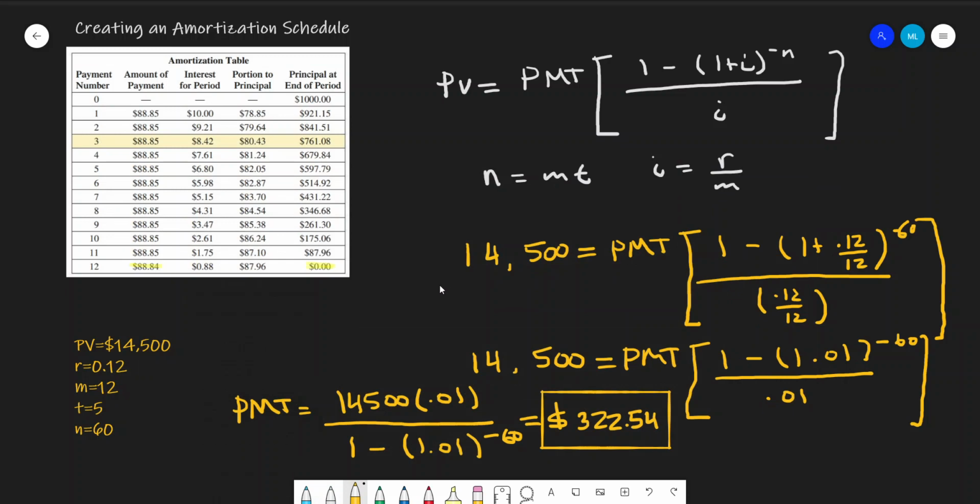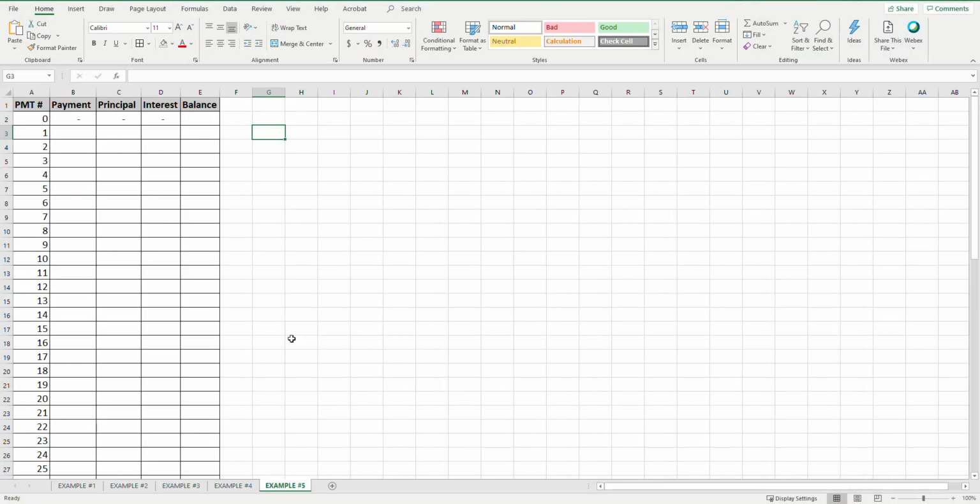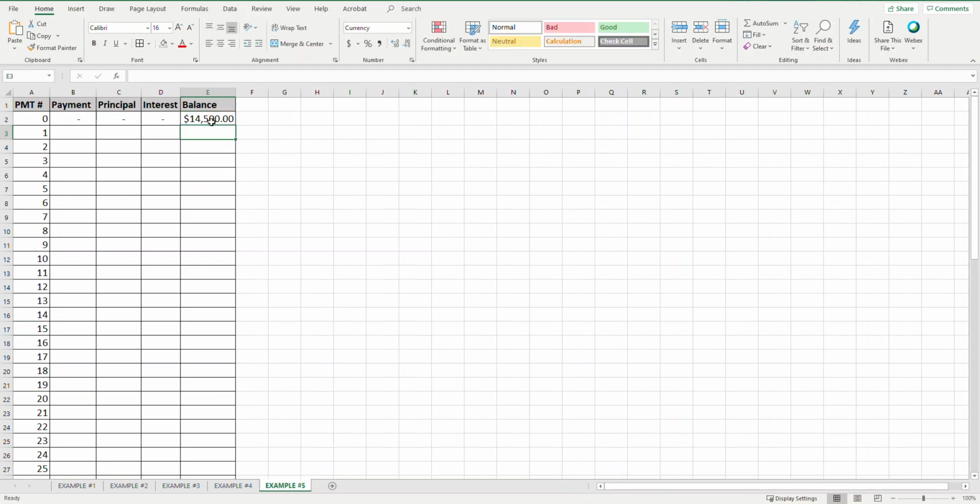Now, the purpose of this video is actually not necessarily just finding the payment size and also the interest that's paid, but again, it's creating this amortization table. So let's actually use Excel at this point because we have everything that we need. For example, we create a table where we have the payment number, the payment size, the principal, and the interest that's due, and then the principal balance at the end of the period. So here is the amount that was borrowed, which in this case is 14,500.